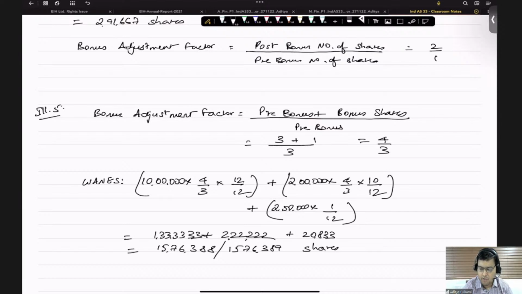Are we putting to rest the bonus adjustment factor formula? Is the bonus adjustment formula clear? Shailendra, did you understand? Yes. Have we understood now? Have we understood bonus in detail?